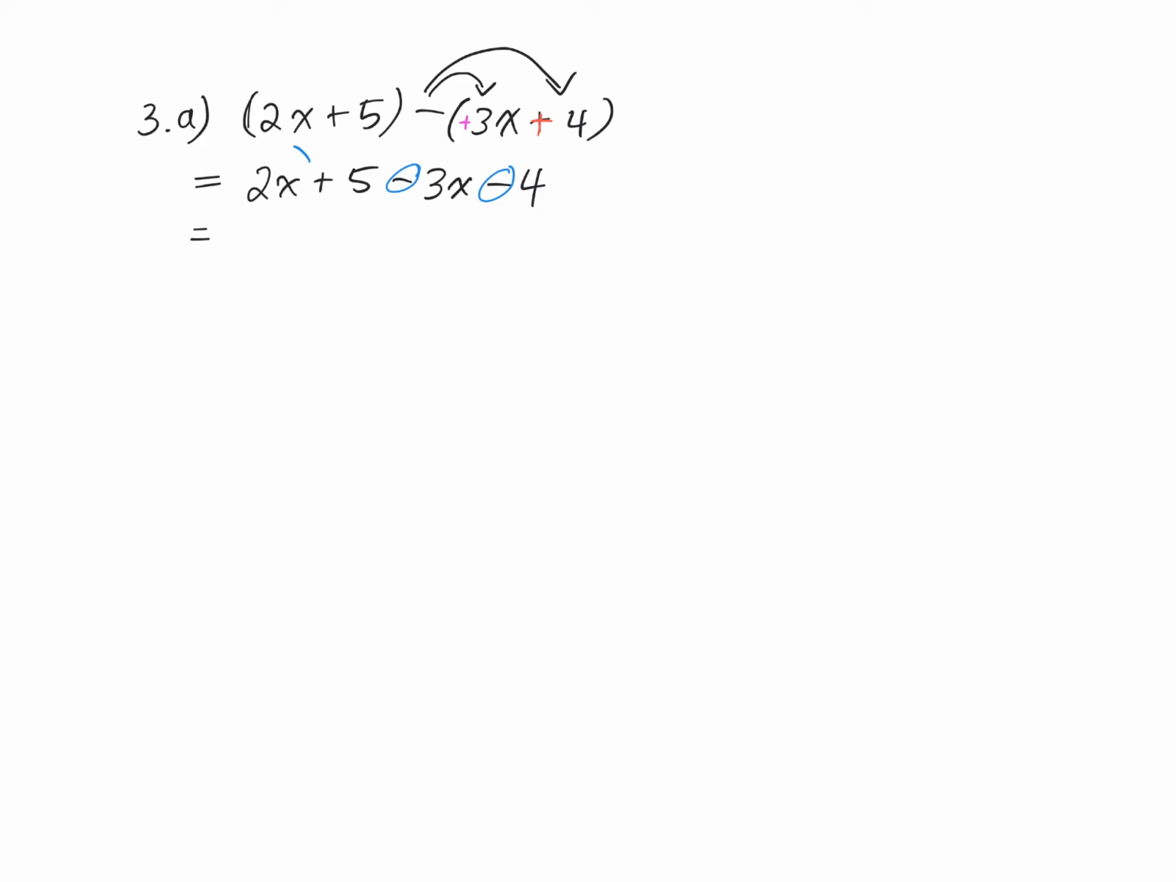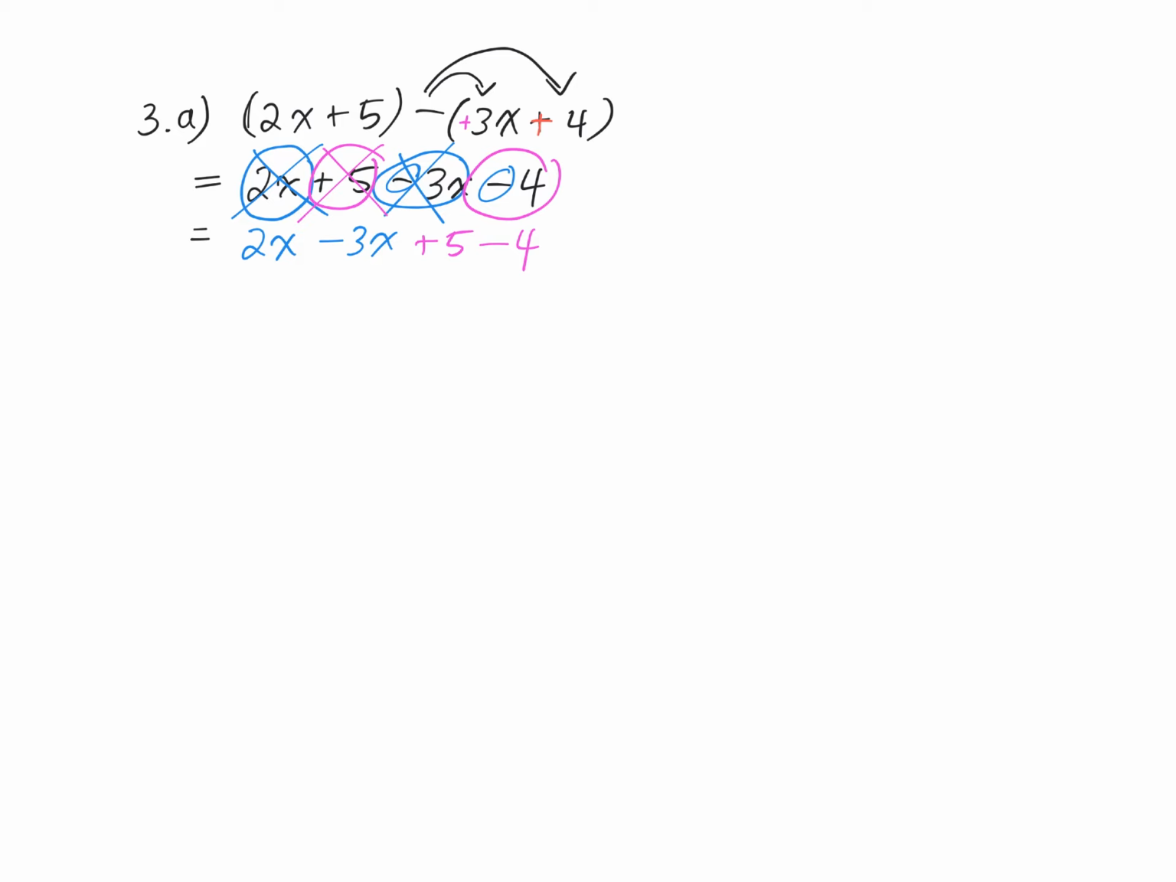Plus 5. Yeah. 2x, and then what goes with 2x? -3x. Okay, so I've used those two, and then what are the other two like terms? Yep. Plus 5 and -4, not plus 4. Okay, simplify now.